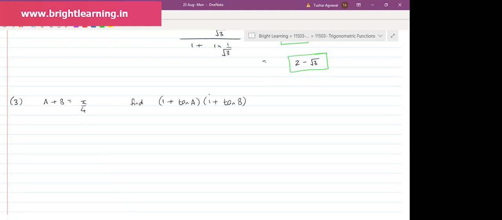Sir, is the answer 2? Yes. But did you get it by taking particular cases of A and B, or did you solve it? I took A 45 and B 0, sir. Okay, so now you understand. I told you the shortcut method, which can be helpful in competitive exams, but you should not rely on those methods. So, prove that 1 plus tan A into 1 plus tan B is equal to 2. I changed the question slide.